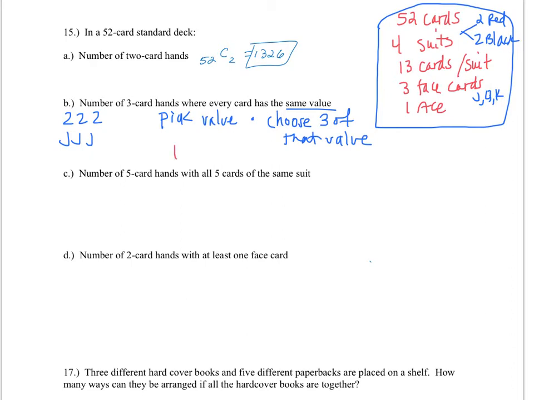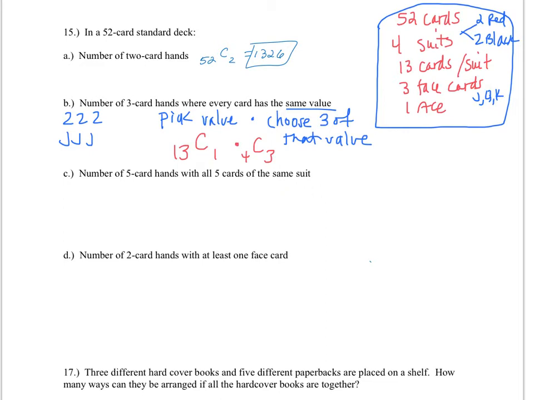So of the 13 cards that you could have 3 of a kind, we have to first pick which card we have. Then, once we've decided, all right, I'm picking 3 2s, well, there's actually 4 2s, so we have to do 4 choose 3. A lot of times people forget the first part, and they just do the second part, 4 choose 3.